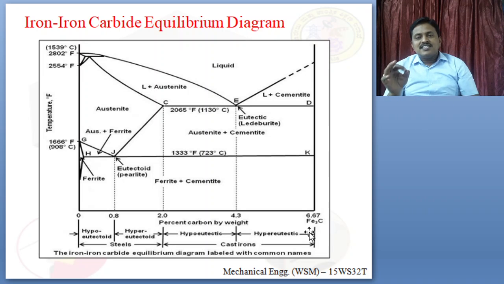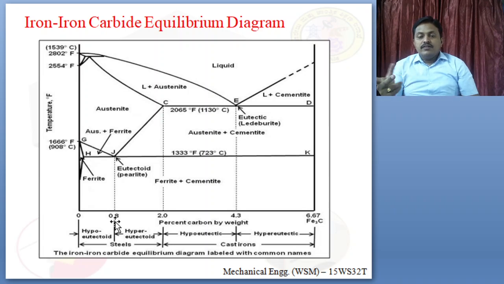If it is a red cast iron, the fracture surface will be red. So based on the color identification, they will identify the cast iron. Coming to this, in steels there are two classifications: one is hypoeutectoid, the next is hypereutectoid. Hypoeutectoid means less than 0.8 percent of carbon. More than 0.8 up to 2 is called hypereutectoid.